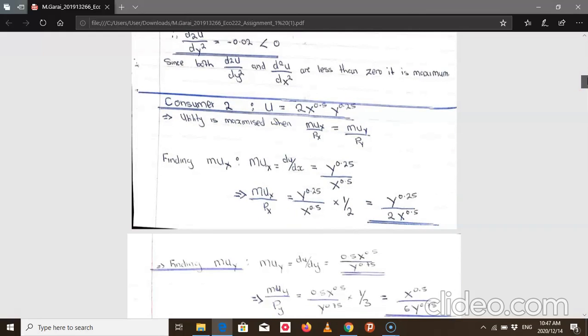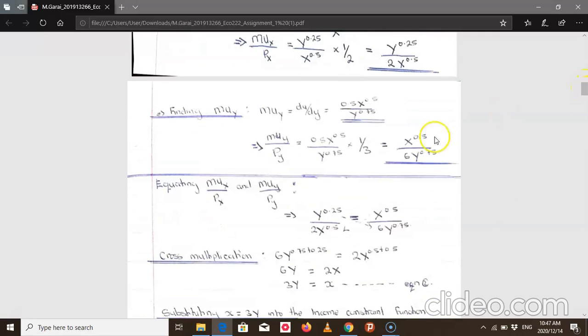You find MUX and MUY, which is the derivative of u with respect to x and the derivative of u with respect to y, and then you divide by the price of x, divided by the price of y. This is MUX over PX, and this is MUY over PY. So you did the derivative and divided by the price of y, you find this, then you equate the same thing.